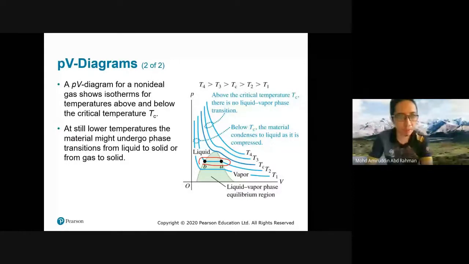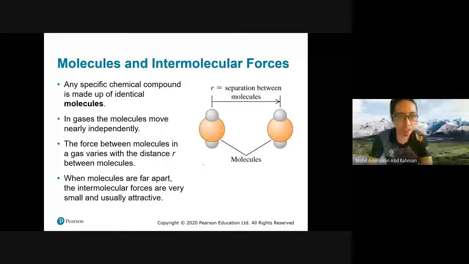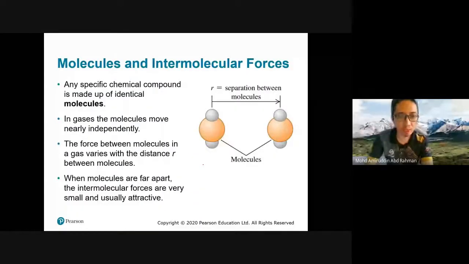Okay, we have the molecules and intermolecular forces. Any specific chemical compound is made up of identical molecules. In gases, the molecules move nearly independently, and the forces between molecules in a gas vary with the distance r between the molecules. So the force varies according to the distance between those molecules.